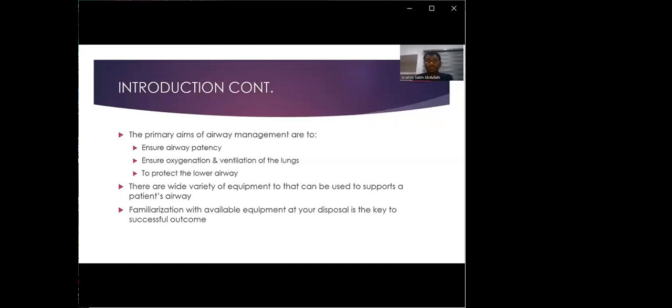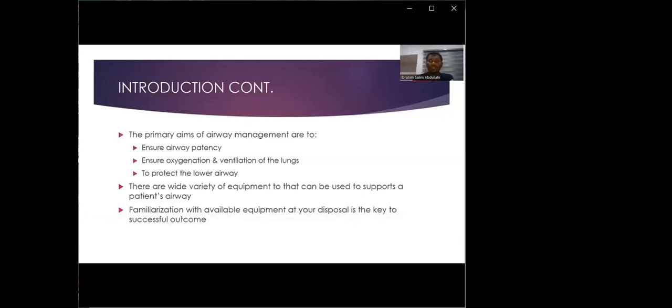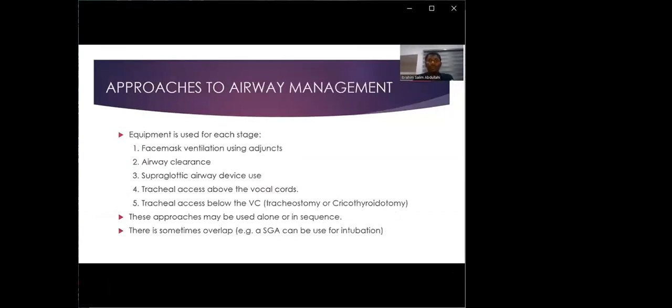So what is required from the provider is familiarization with available equipment at his disposal, which is the key to a successful outcome. So we should, because in an emergency situation, we can only do what we can and not what we cannot. So we should show enthusiasm in learning skills that we think we will never use, because these skills will one day be the savior of one's life.